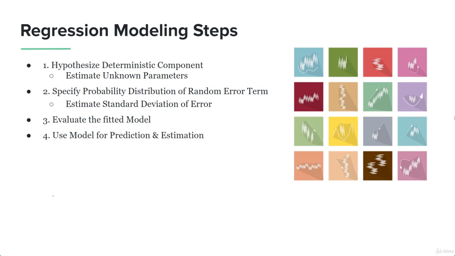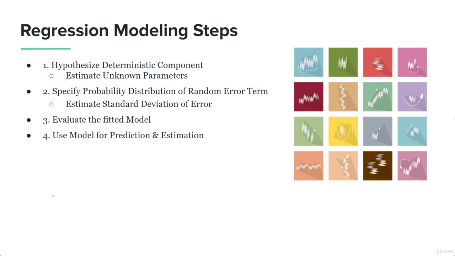After we have hypothesized the deterministic component by estimating the unknown parameters, we will move on to specifying a probability distribution of the random error term. In this way, we will need to estimate the standard deviation of error. The third step, when we've done these steps, is to evaluate the fitted model. The term fitted comes from the fact that we use this equation to represent the relationship between these components, and then we evaluate it.